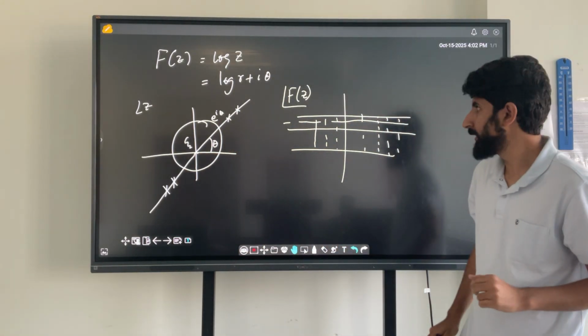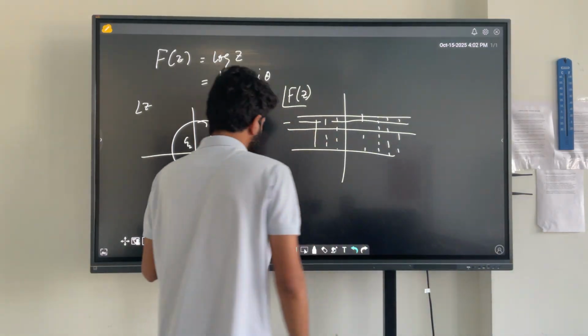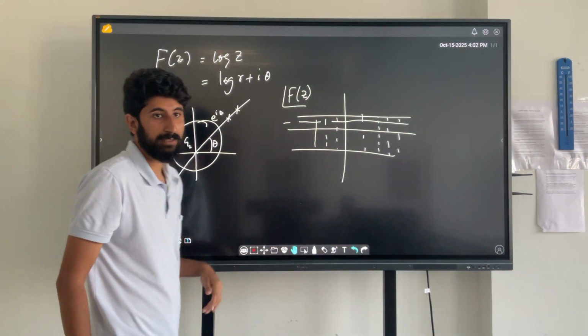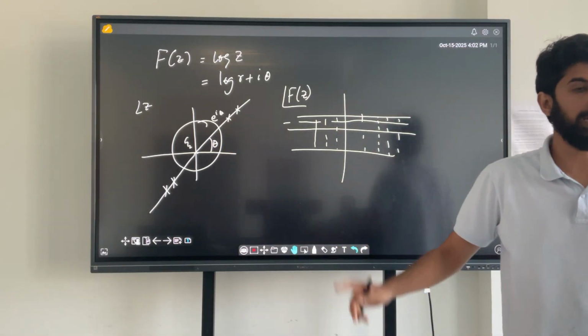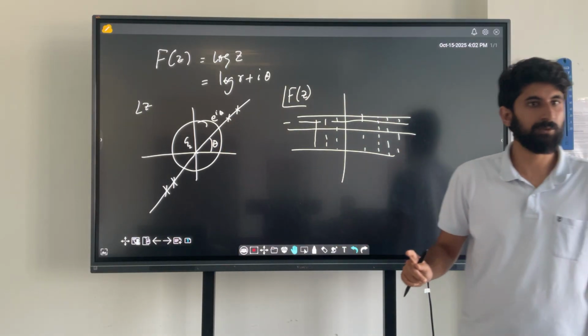Okay, good. I will come back to conformal mappings. So this was one error that I wanted to correct. I will come back to conformal mappings, okay?